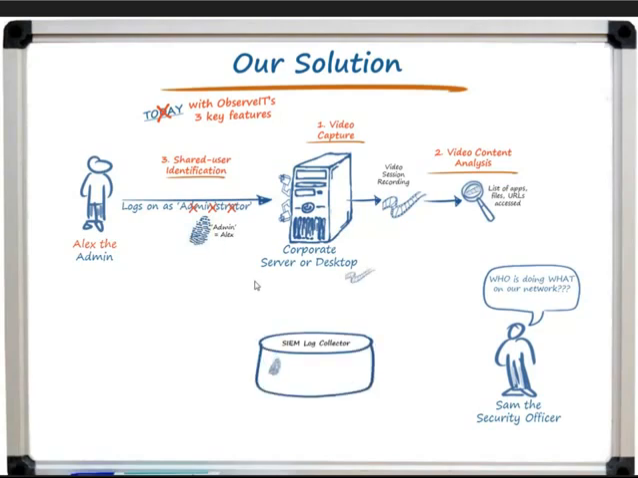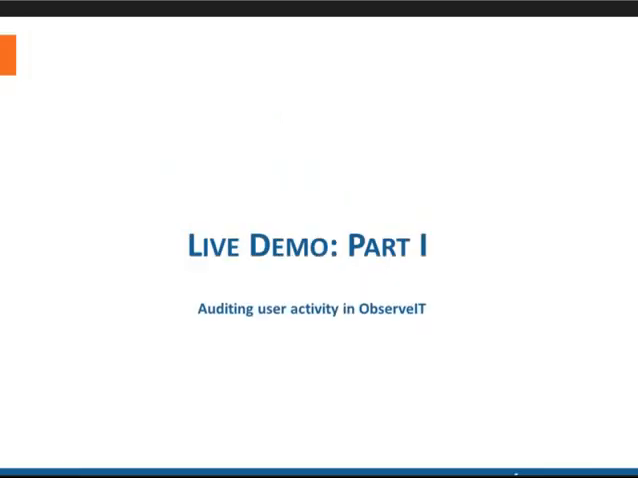Those 3 pieces of information, the user identification, the video recording, and the textual summary of what the user did, are all collected into an audit log database or SIM log collection that can then be delivered to the security officer to answer in the most direct means possible. He wanted to know who was doing what. Well, now he knows who did what. It's very straightforward.